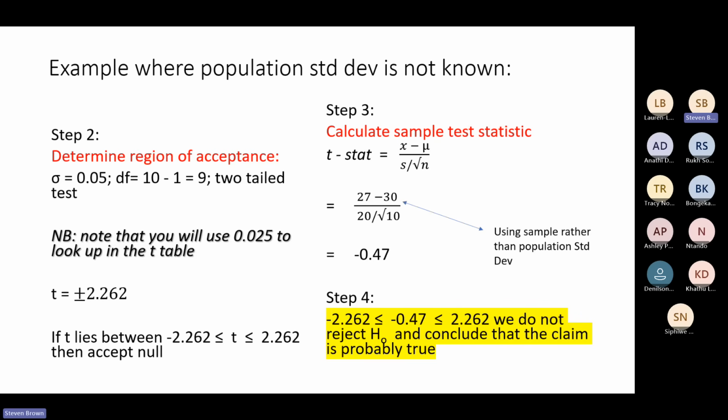If the number falls within the boundaries, we accept the null. If the number falls outside the boundaries, we reject the null. What are the boundaries? The boundaries are the level of confidence that they've given you. Okay. Now, because this is a t-test class, you don't go to a Z table.